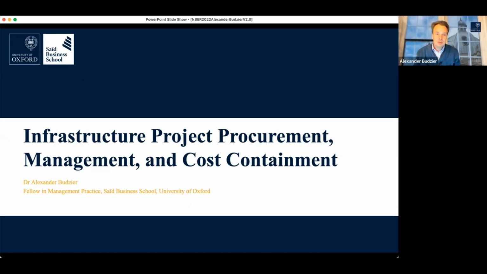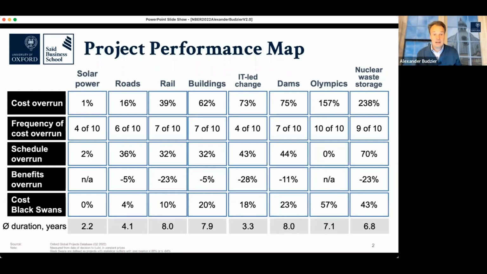What I would like to reflect on is our research insights that we've gathered here at Oxford about infrastructure procurement, its management, and under the big umbrella of cost containment, cost control and cost risk. This is of particular interest to me because one of the key things that we've done here at Oxford in the last 13, 14 years is to not only look at transport infrastructure where we started, but actually look across different sectors.